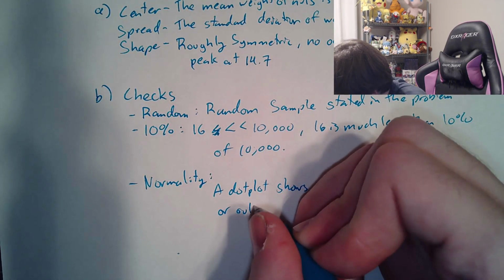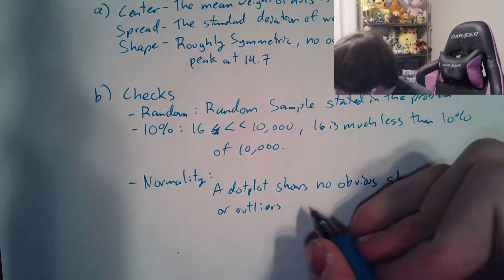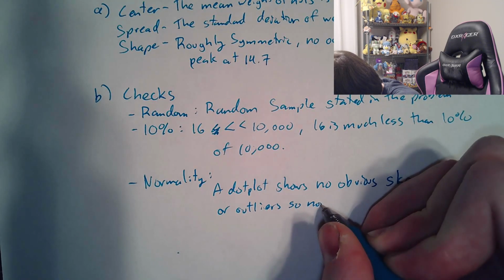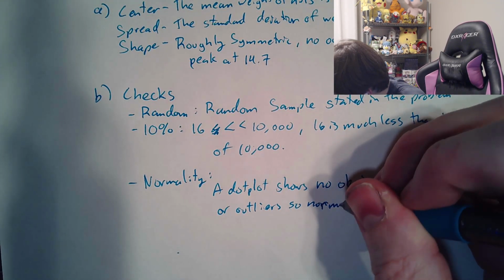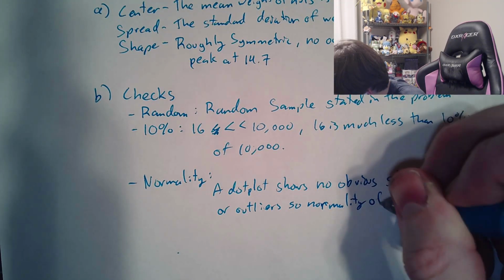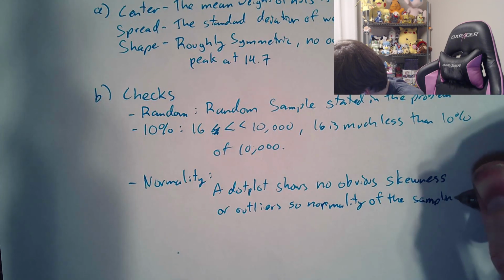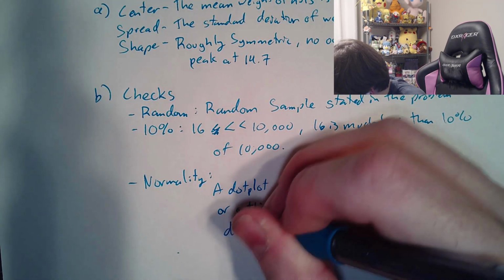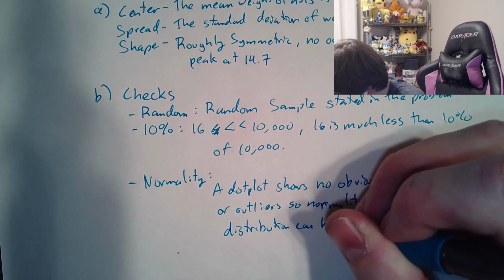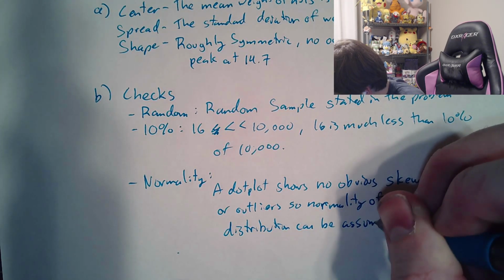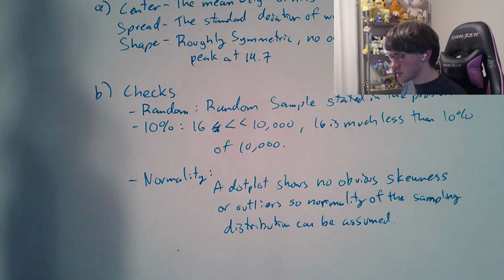or outliers. And I'm going to do the same thing I did last time. I'm going to be fancy with it and end it. So normality of the sampling distribution can be assumed. Boom. We did it. We checked all of them. Every single thing is done.